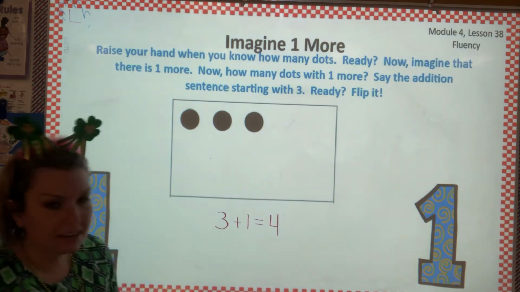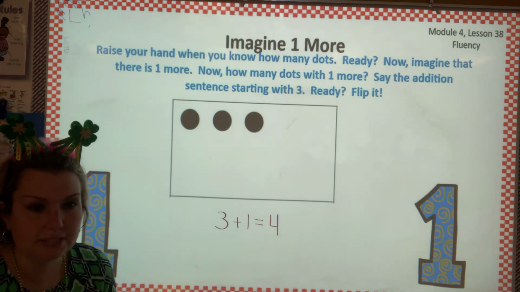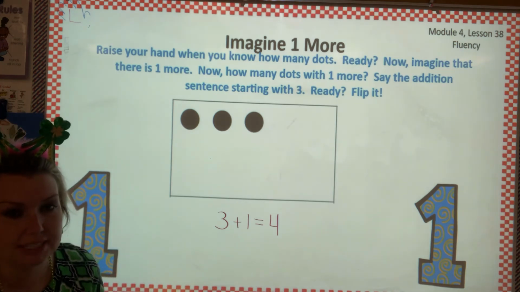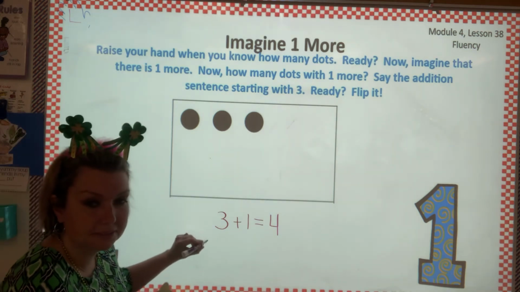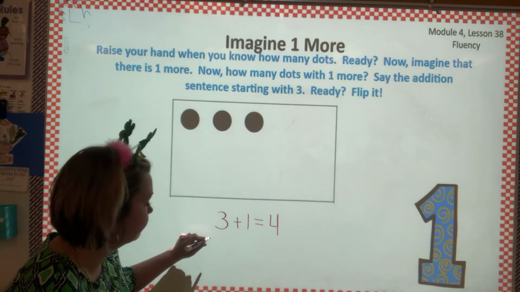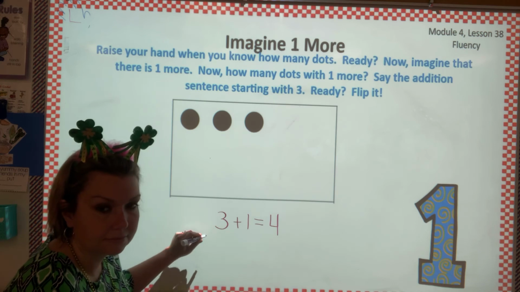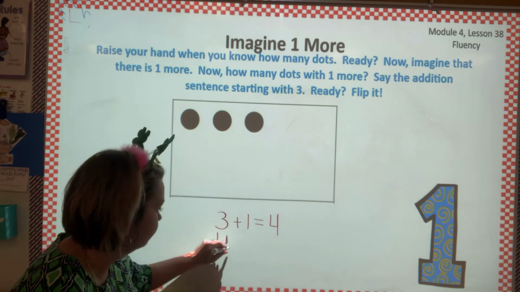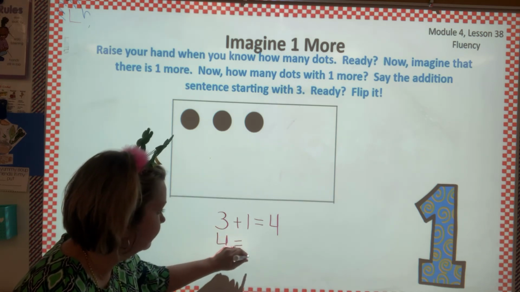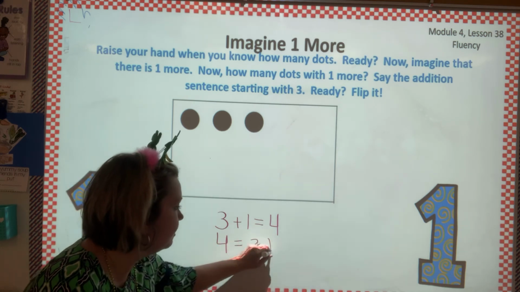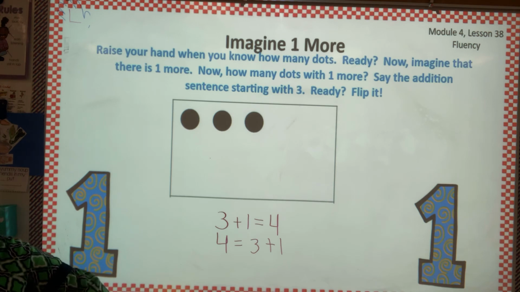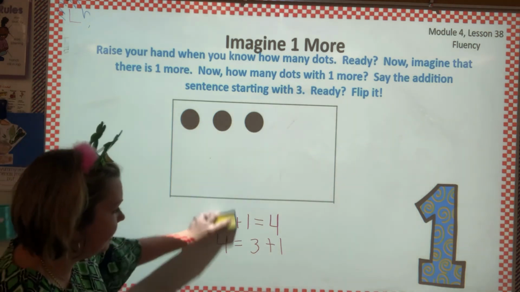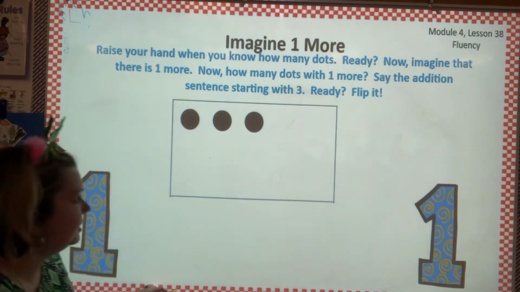Excellent. Now let's flip it. Who can tell me the flipped addition sentence? Russell. 4 equals 1 plus 3. Uh-huh. Or 3 plus 1. Excellent. Great job, Russell. Okay. We'll erase it.